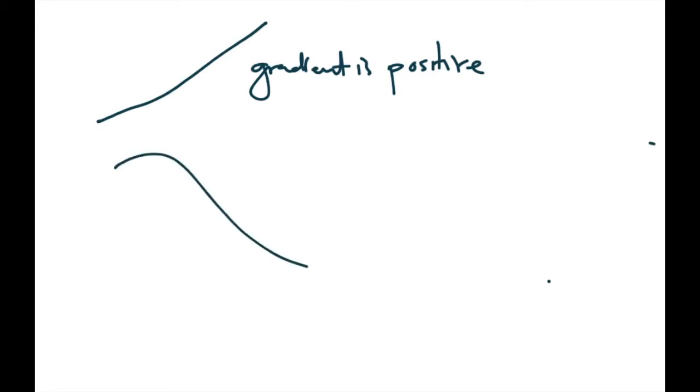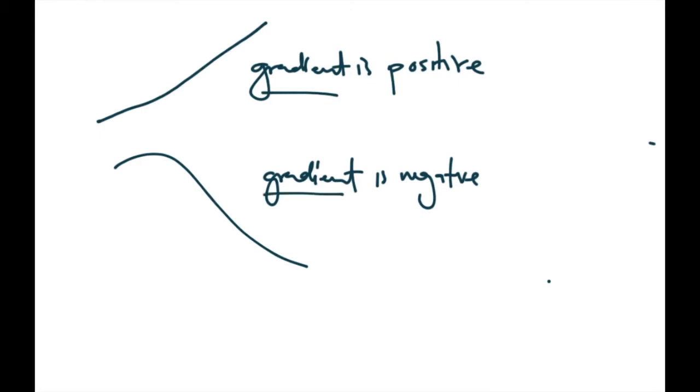If a graph is going down, then the gradient is negative. So this gradient, we know in differentiation we use dy over dx.